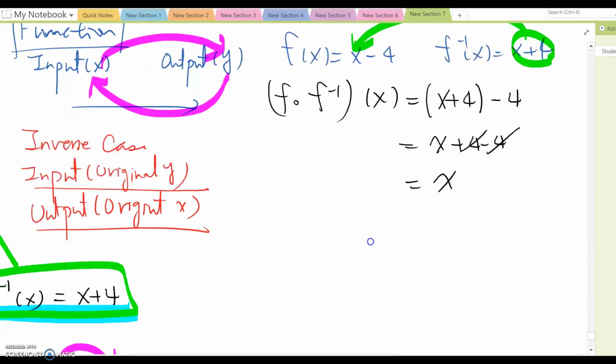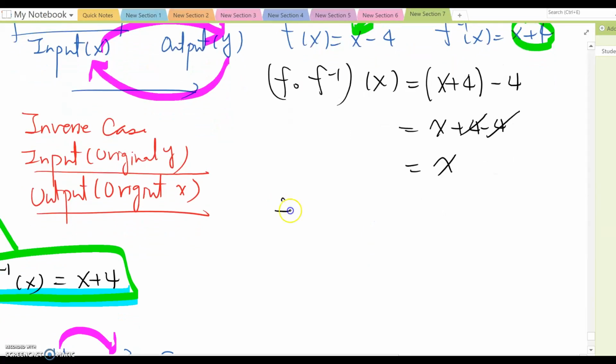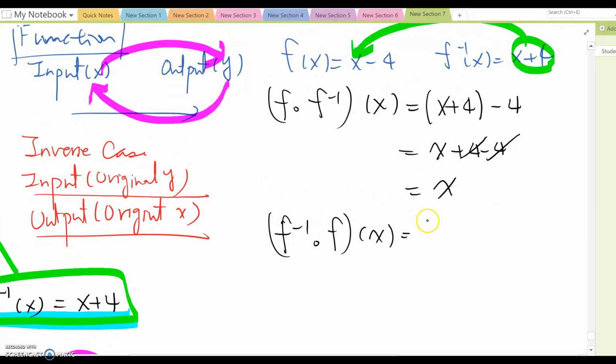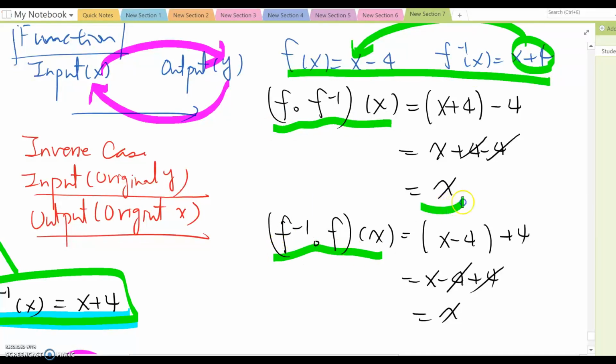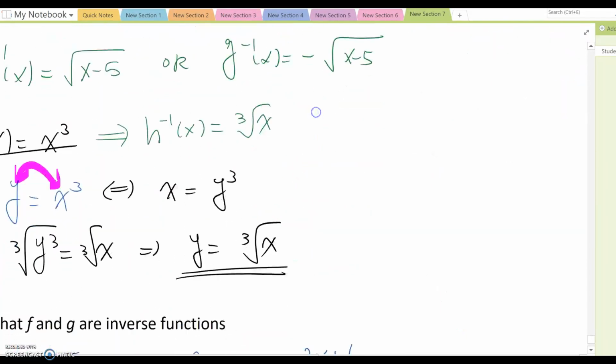What about if we find f inverse of f(x)? Then it becomes x minus 4 plus 4. So x minus 4 plus 4 equals x again. So from here we can see that if two functions are inverse functions, when we find their composition, the answer always comes out as x. Using this property, we can double check.